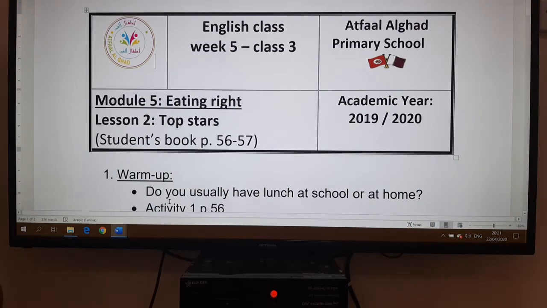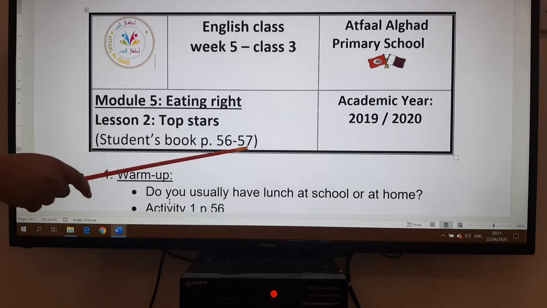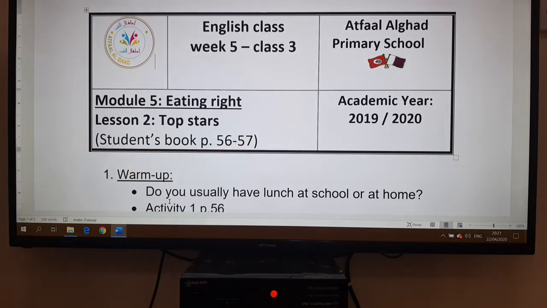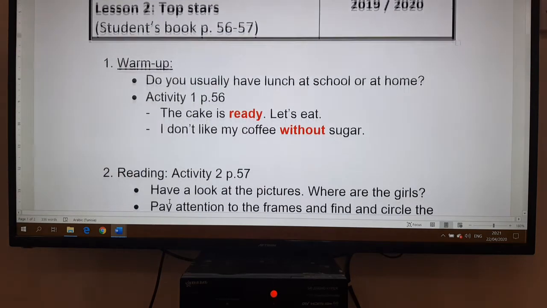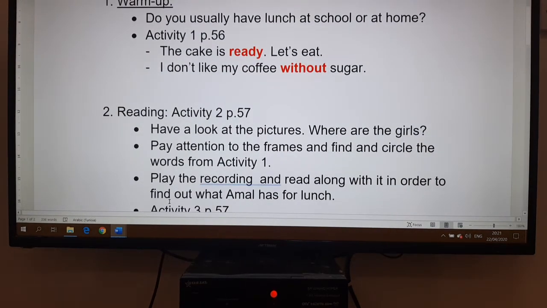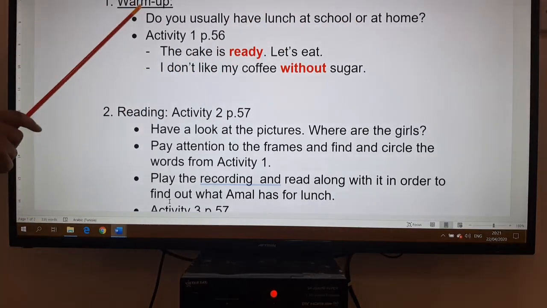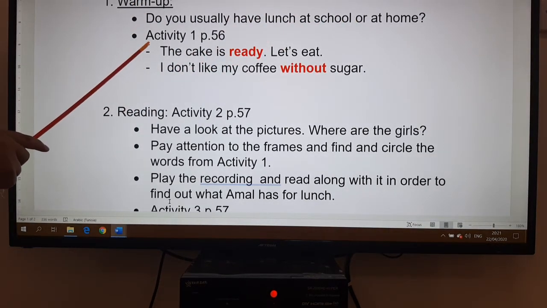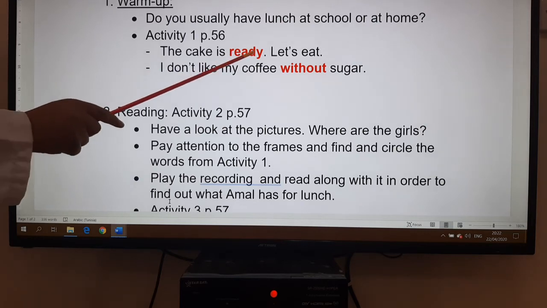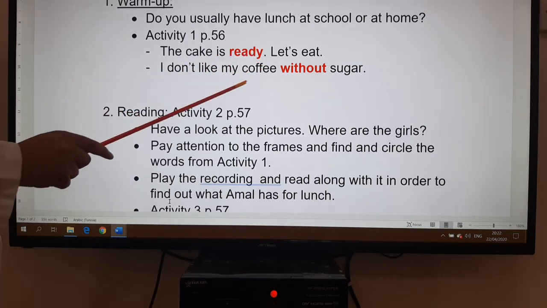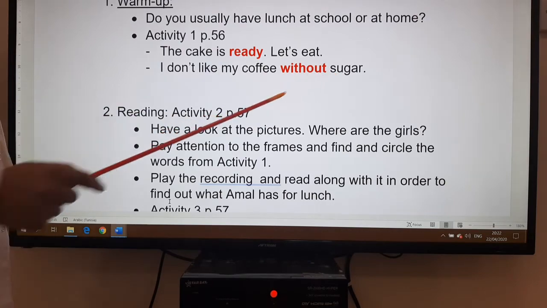Okay, now let's go to lesson 3. Here we still have module 5, Eating Right, lesson 2, Top Stars. You find it in your book, pages 56, 57. Warm up. Do you usually have lunch at school or at home? Now look at the new vocabulary in activity 1. The cake is ready. Let's eat. I don't like my coffee without sugar.